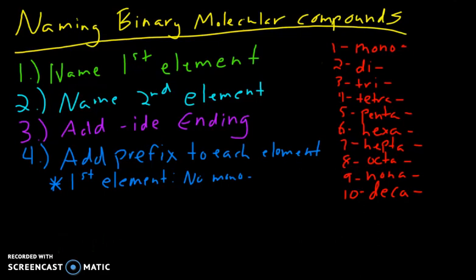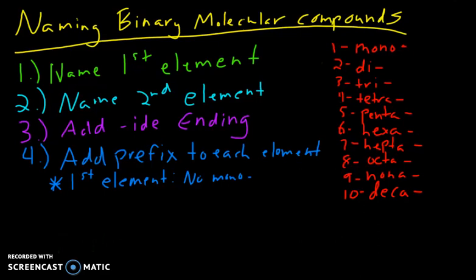Listed on the right are all of the prefixes. The prefix for 1 is mono, 2 is di, 3 is tri, 4 is tetra, 5 is penta, 6 is hexa, 7 is hepta, 8 is octa, 9 is nona, and 10 is deca.